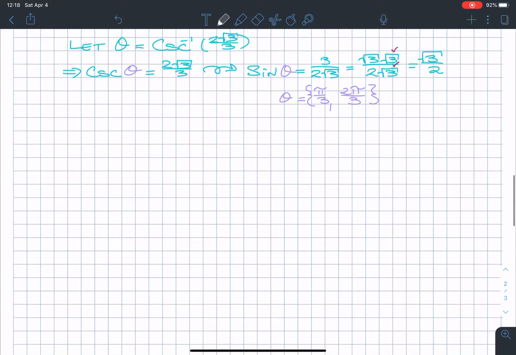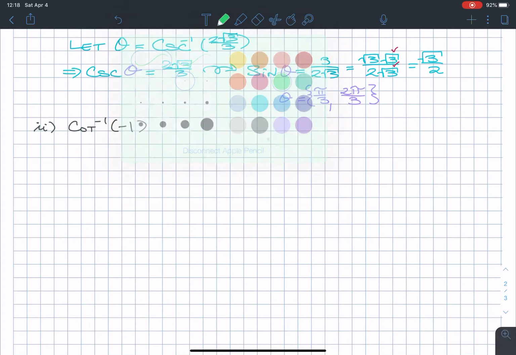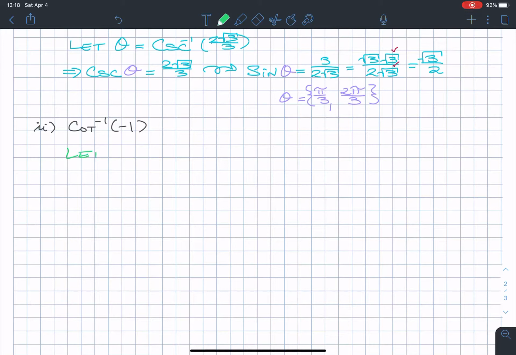Okay, let's do another one. So number 2. Let's say we have cotangent inverse of -1. And that's a terrible inverse symbol. Let me write that better. Okay, so once again, we start off by letting theta be my inverse function. Theta is cotangent inverse of -1, which means I can rewrite this as regular cotangent of theta is equal to -1.